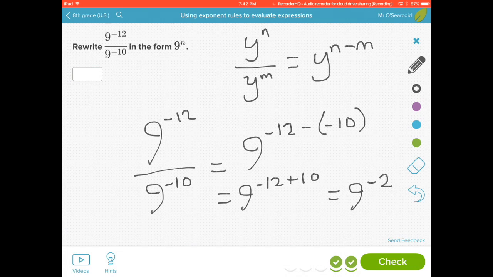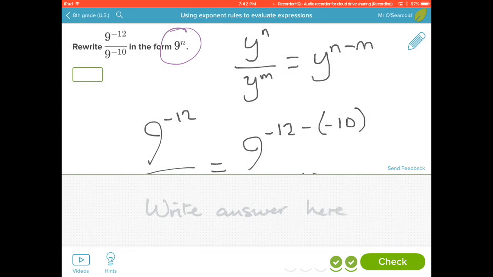Okay, so our answer here is 9 to the negative 2, which, if we wanted to go a bit further, is equal to 1 over 9 to the power of 2, but again, that's not what we need, because we're being told to give it as 9 to the n. So our answer here is 9 to the negative 2.